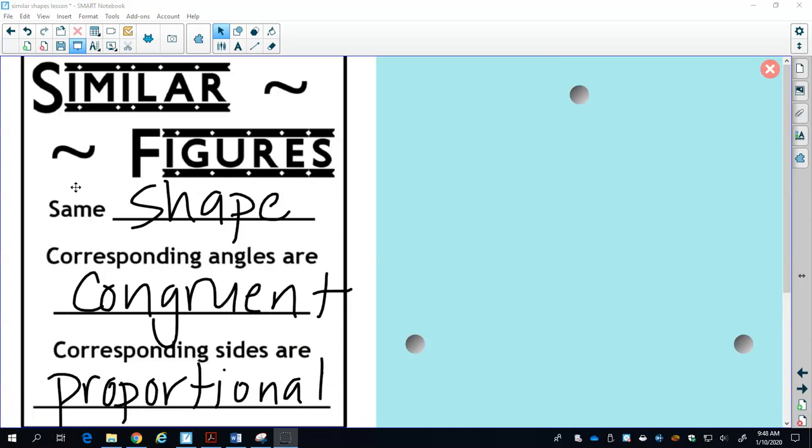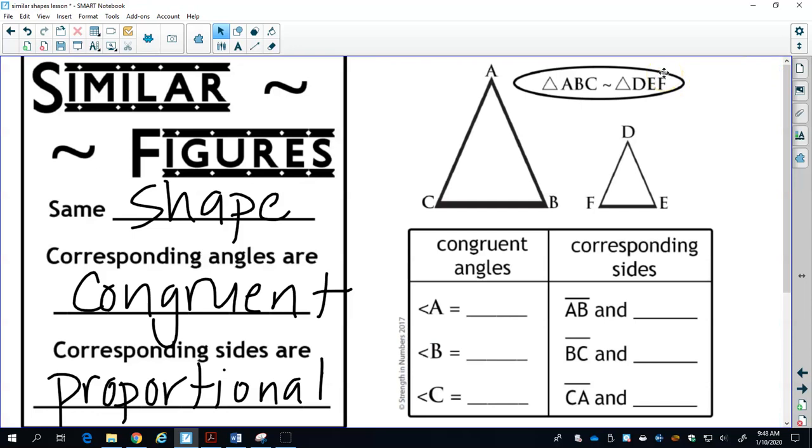All right. So now we're going to take a look at this example in your foldable, and we're going to look at how we can compare congruent sides and congruent angles with two different similar shapes. So the first thing that you have here, I want you guys to recognize this at the top. This is a similarity statement. This statement tells you that triangle ABC is similar to triangle DEF.